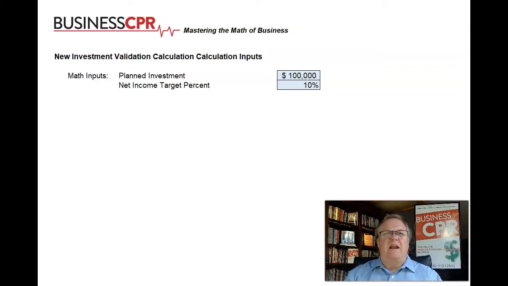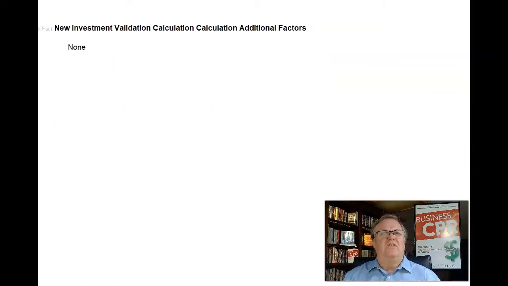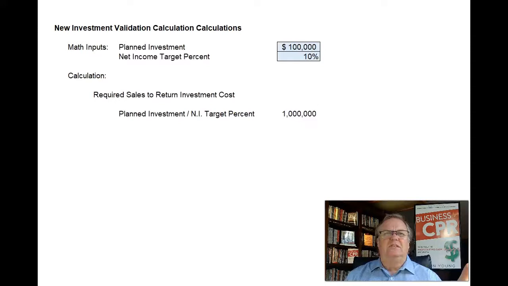So in this scenario, $100,000 investment and a 10% planned return on that investment. In other words, that's the goal. The conditions, additional factors you need to do, there are none. That's how easy this formula is. Now the question is, how much do you need to sell? Well, in this case, you need to sell $1 million. It's this simple. All it is, that divided by that.